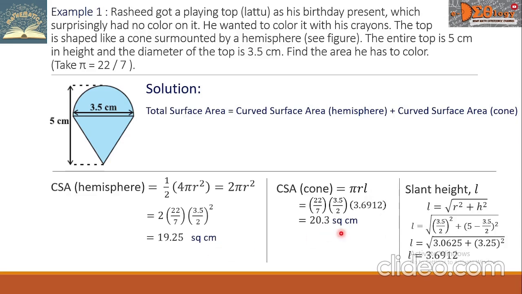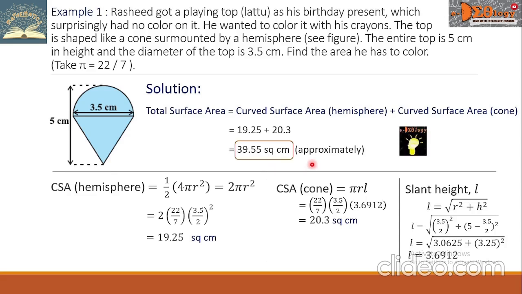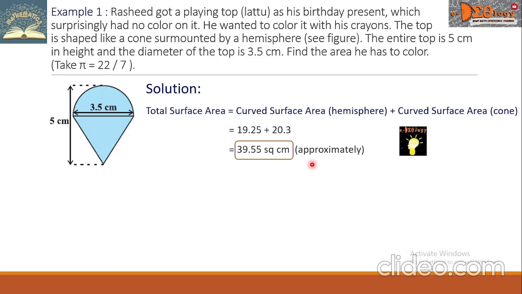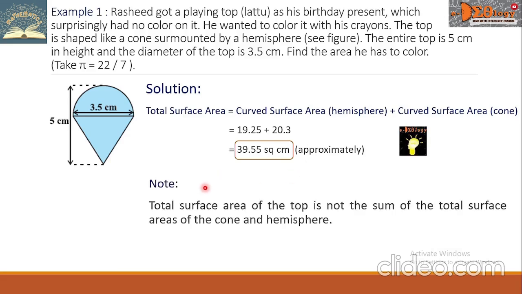So these two areas we will substitute in here. 19.25 plus 20.3. Total is approximately 39.55 square centimeter. Note here that the total surface area of the top is not the sum of the total surface areas of the cone and hemisphere.